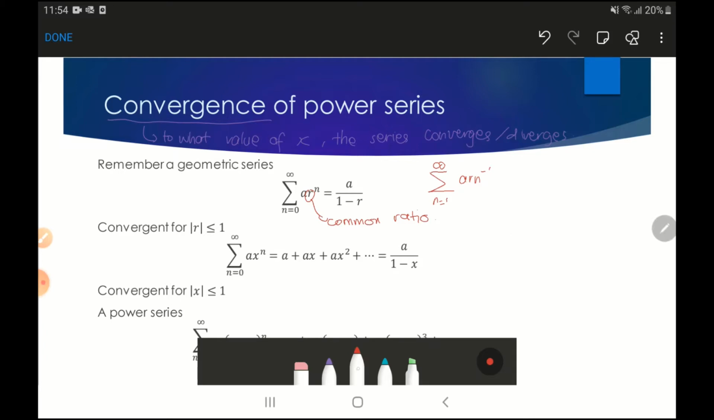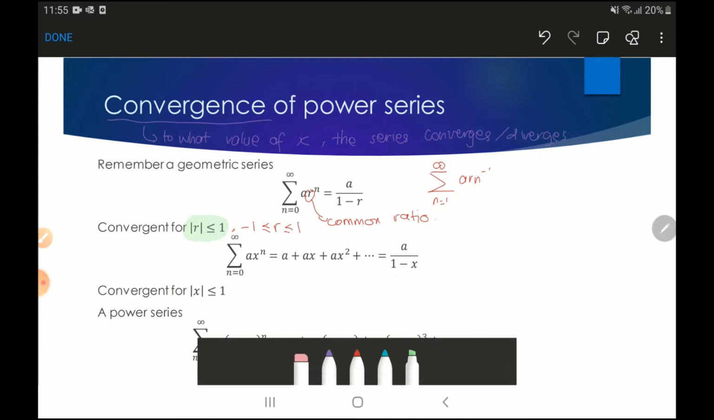In geometric series, we know that the series will be convergent if the absolute value of the ratio is less than 1, or you can say the ratio is from -1 to 1. When the ratio is from -1 to 1, then you will get a convergent geometric series.